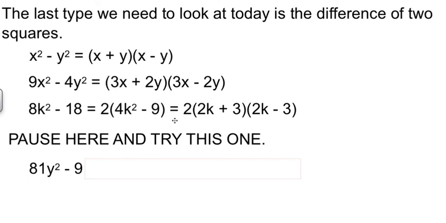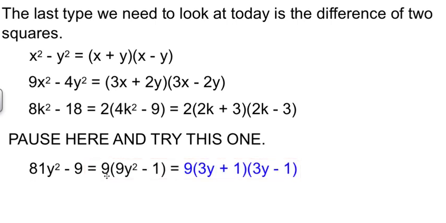So we'll ask you to pause here, try one more problem, look for that common factor, and then come back after you pause, work the problem, check your results. Hopefully you found your common factor was a 9. So you take a 9 out first, and that leaves you 9y squared minus 1, which is a perfect square, 3y plus 1 and 3y minus 1. Difference of two squares, I should say.